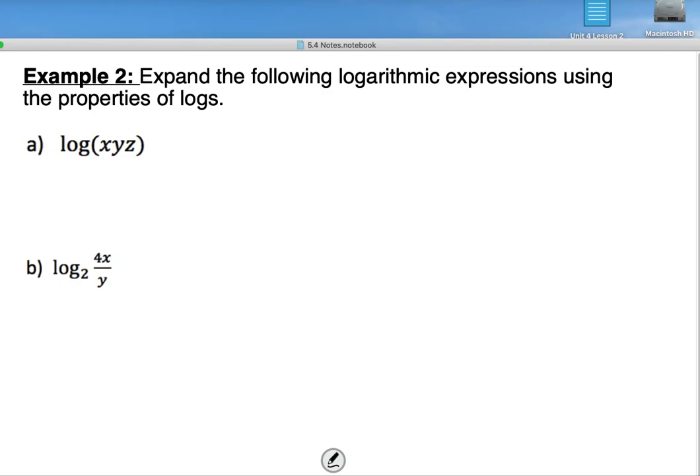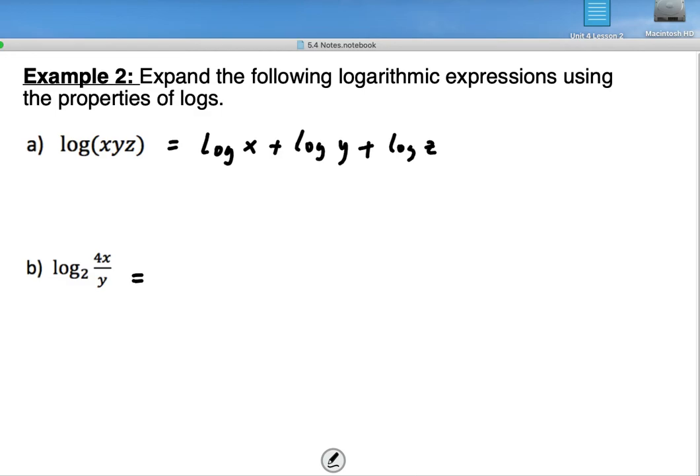Now we're going to go the other way. We're going to expand these. So multiplication means addition, so we're going to have multiple logs. So log of x plus log y plus log z. All right, and then letter B.